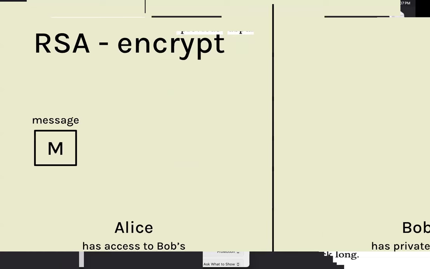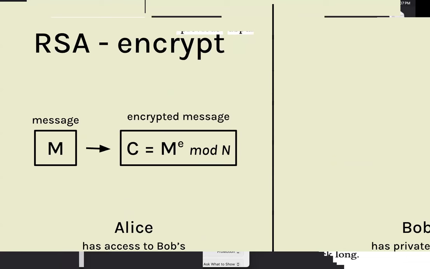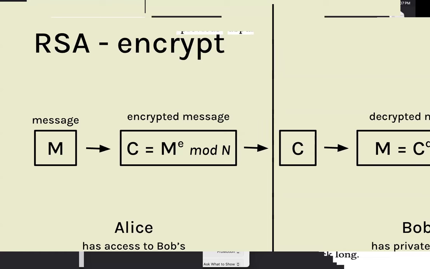So for the encryption process, Alice has a message and has access to Bob's public key N and E, and Bob has the corresponding private key. Alice will encrypt the message by taking the message to the power of E mod N and send it over the insecure channel. Bob will receive the ciphertext, and because E is the inverse of D, when you compute C to the D mod N, it's essentially M to the power of E times D, which is equal to M mod N. And so Bob can recover the original message.